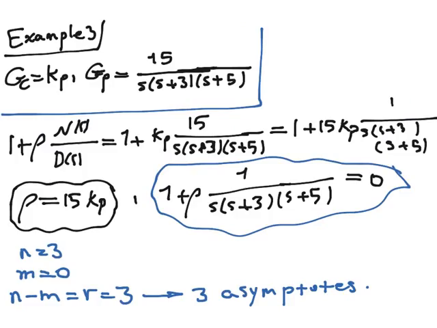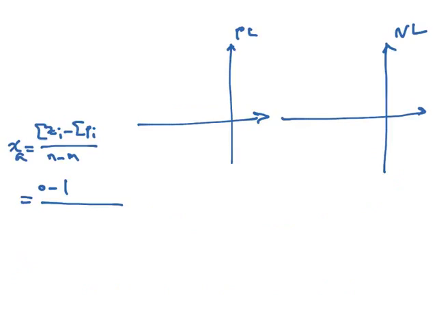We have 3 poles. For the first one, we have P1 equal to 0, P2 equal to 3, and P3 equal to 5. So we will have here minus (3 plus 5) divided by 3, which gives us minus 8 over 3, which is equal to minus 2.66 almost. On the other hand, we need to determine the angle of the asymptotes as well.